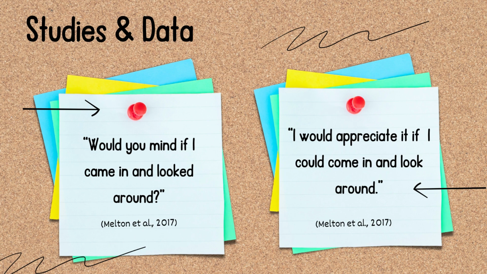An example of this would be phrasing a request to do a search and seizure as, "Would you mind if I came in and looked around?" That resulted in higher perceived choice than a declarative request, which could be phrased as, "I would appreciate it if I could come in and look around." However, the former type of request resulted in a greater likelihood that entry would be granted and that questions would not be asked about the police objective.